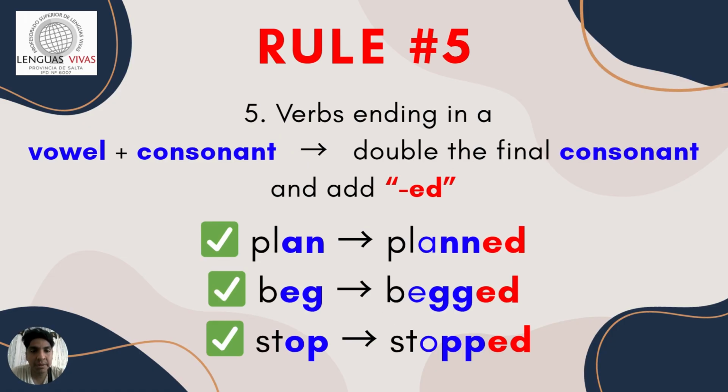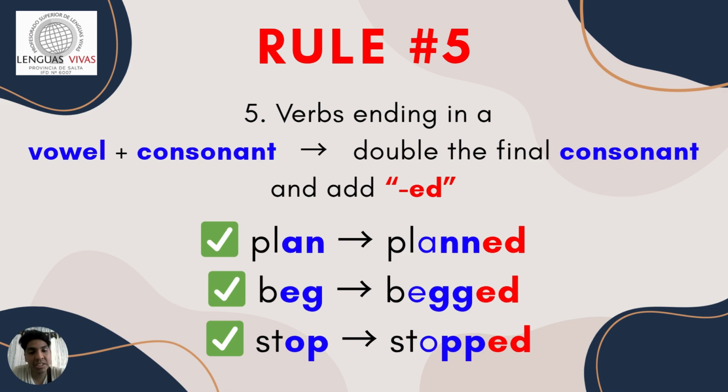For rule number five, this is for verbs ending in a vowel plus consonant. The vowel and the consonant are in color blue. What you have to do is to double the final consonant. And after doing that, you have to add ed at the end of the verb. For example, the word plan, the final letter of the word plan is the letter N. So you have to double that consonant. So you have twice the letter N.